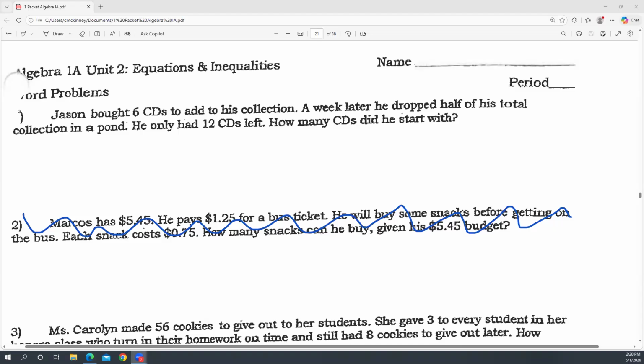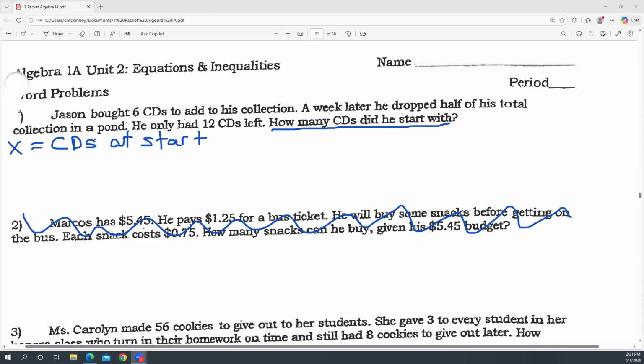So I'm going to go to this last sentence. That's usually where I find out what I'm looking for. That says, how many CDs did he start with? So we are looking for, and I'm just going to use X. We're going to say that X is his CDs at the start. So that's how many he's starting with is X.